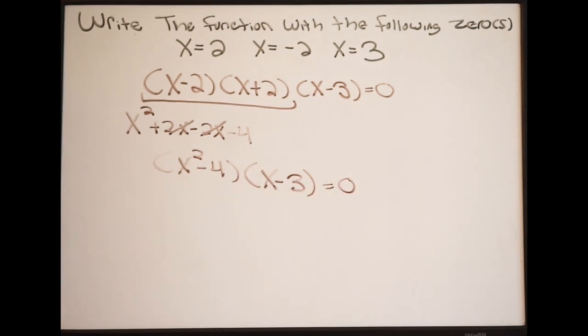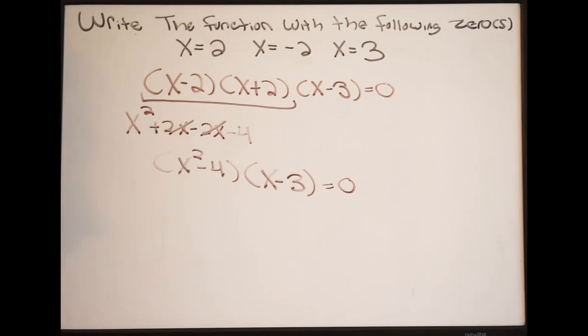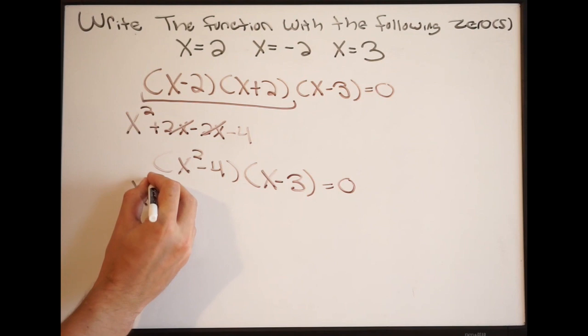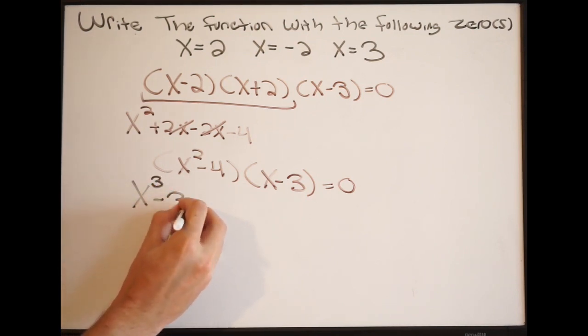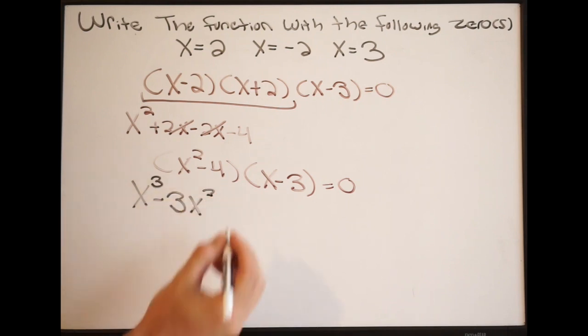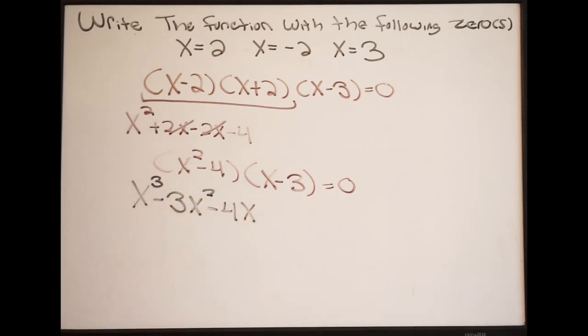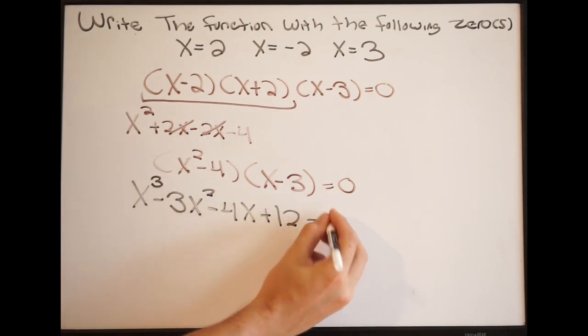So now at this point, we can go ahead and use FOIL again. So I'm simply just going to use FOIL on my 2 factors and expand it out. So doing this, we're going to get x to the 3rd power minus 3x squared, okay, minus 4x, okay, and then plus 12. And this would all be equal to 0.